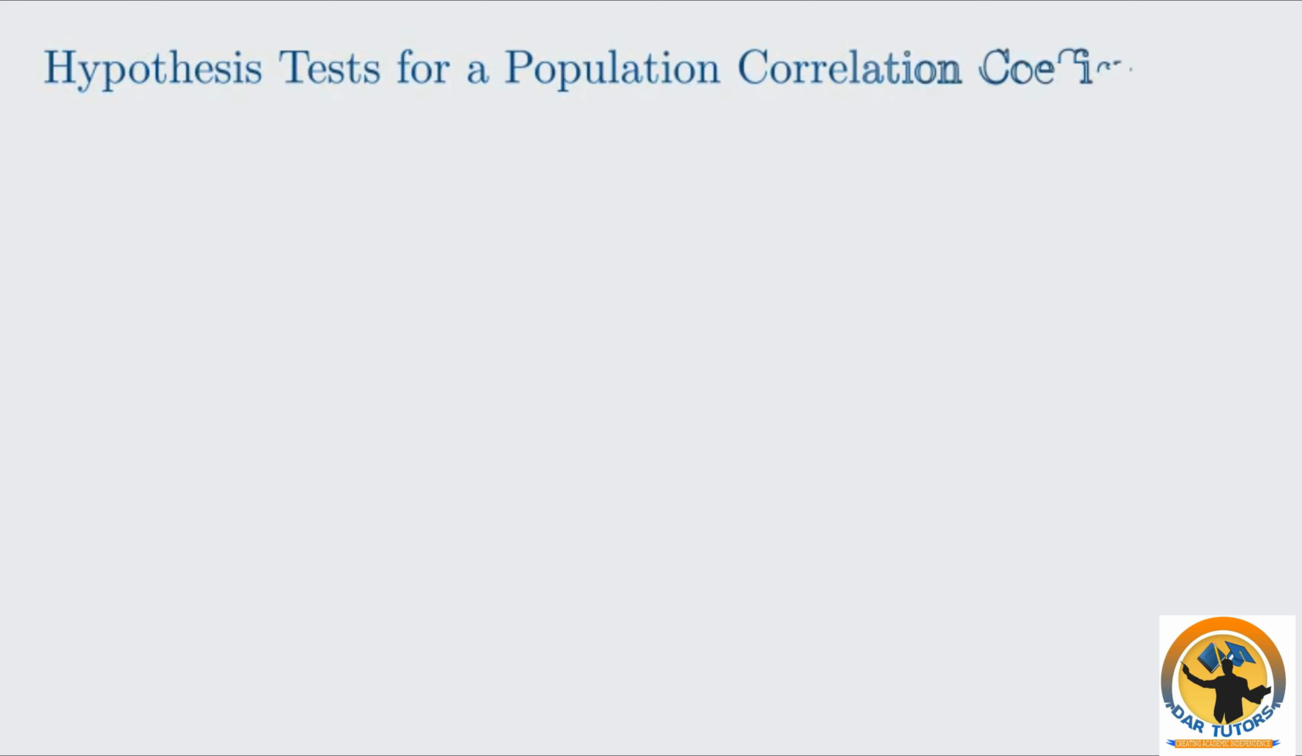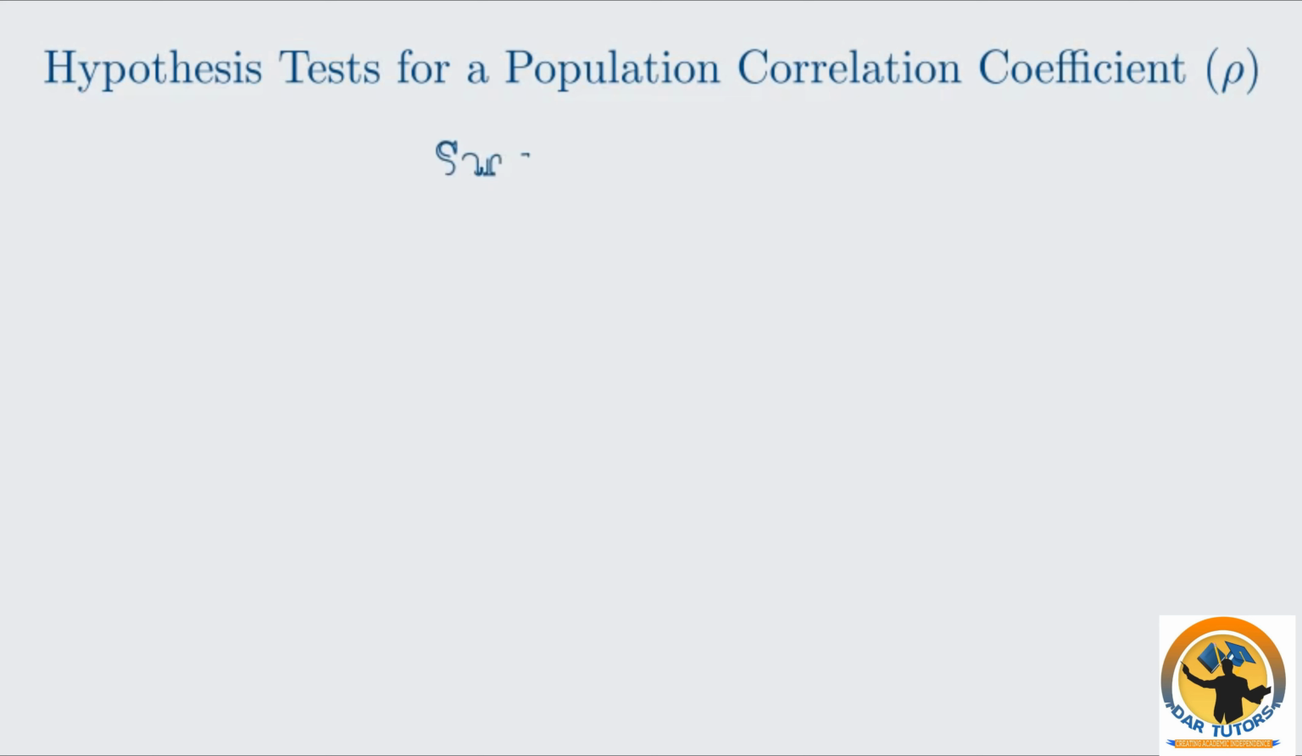We now shift our focus to the second major topic, hypothesis tests for a population correlation coefficient. In Chapter 7, you learned about Pearson's product moment correlation coefficient, r. This r is a statistic, calculated from a sample of bivariate data that describes the strength and direction of a linear relationship. It's a measure for the sample.